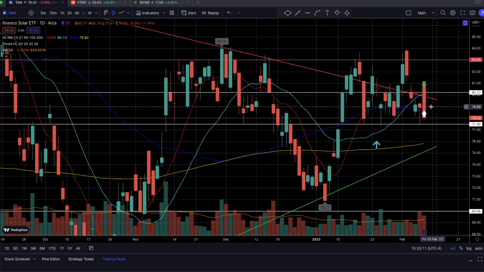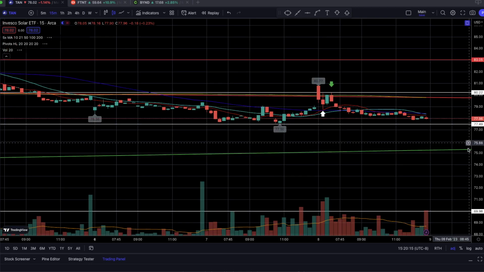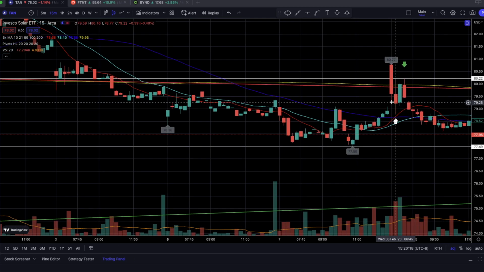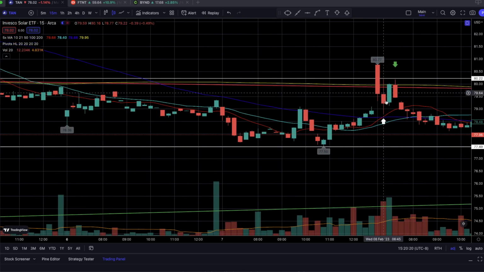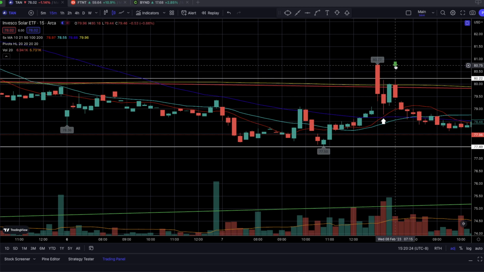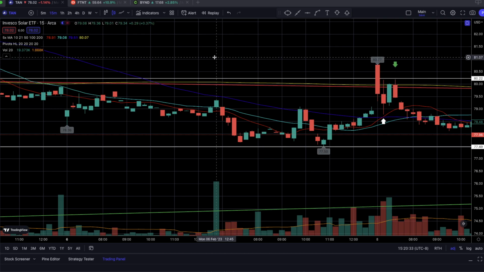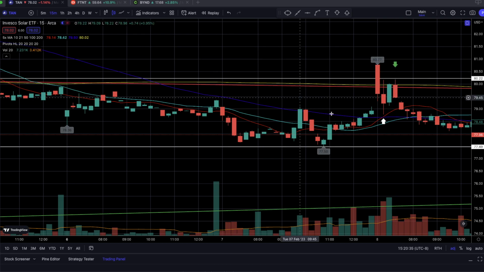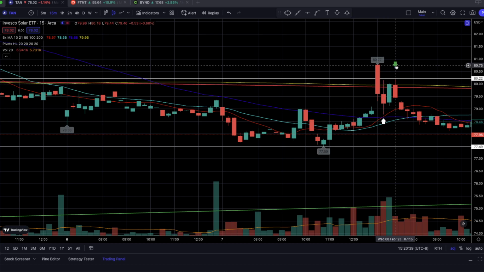So I was able to make a very quick game plan. If you take a look on the 15-minute time frame, my white arrow shows my area of entry, and then my green arrow shows my area of exit. And this is going to be how it's going to be shown in the next 2 tickers that I go over. So remember, the white arrow is my area of entry and my green arrow is my area of exit.